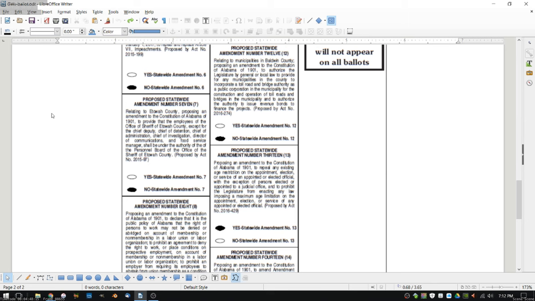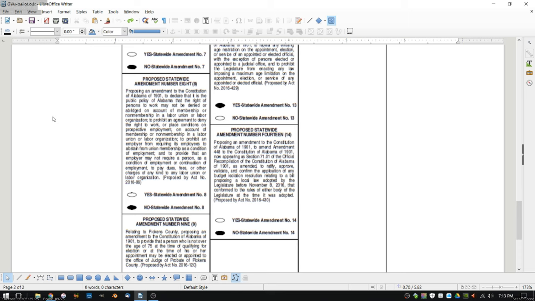Amendment number 7 pertains to the Etowah County Sheriff's Department. Under this, all of the employees except for the chief deputy, the chief of detention, the chief of administration, the chief of investigation, the director of communications, and the food service manager, everyone would fall under the authority of the personnel board of the office of sheriff. I don't think there should be any exceptions. All of the employees should fall under that board, so I would have to say no. It's either all or nothing. There shouldn't be any exceptions there, so no on Amendment number 7.